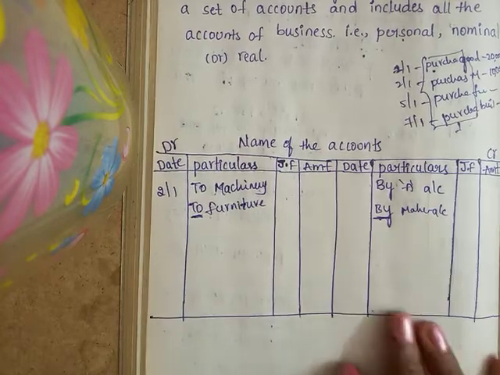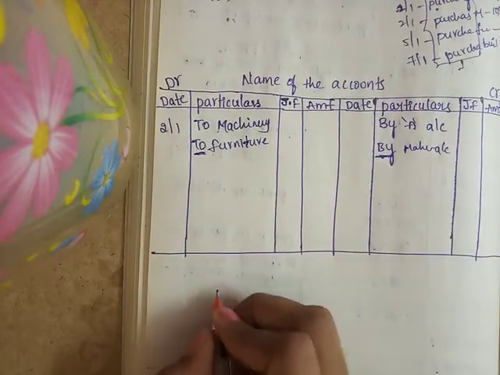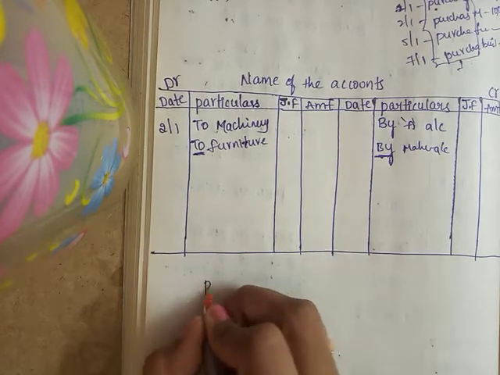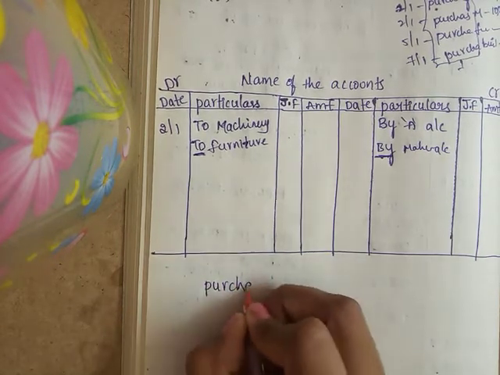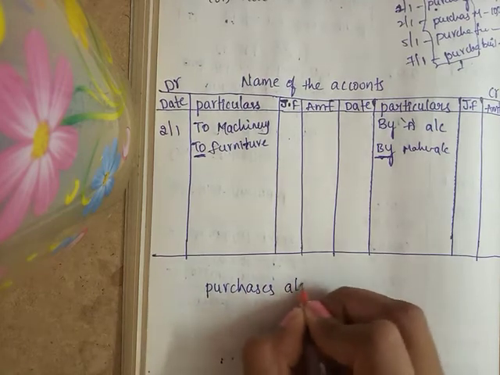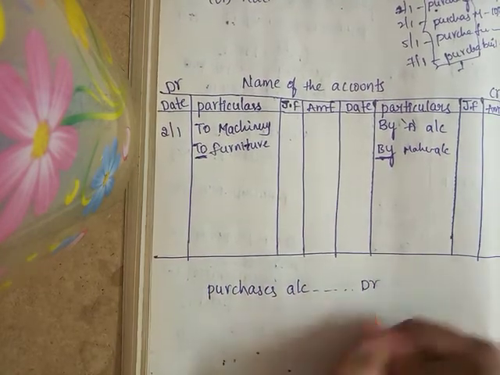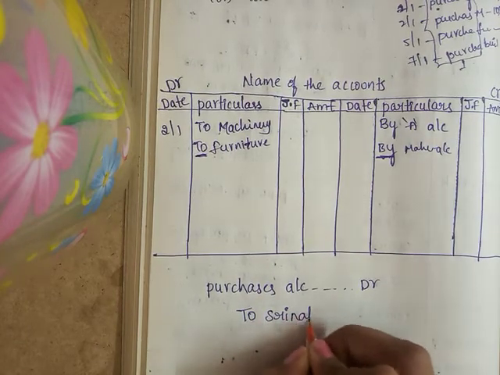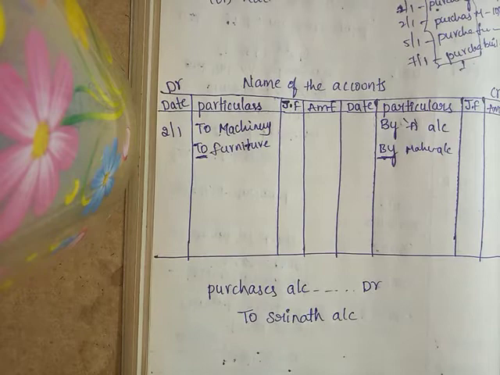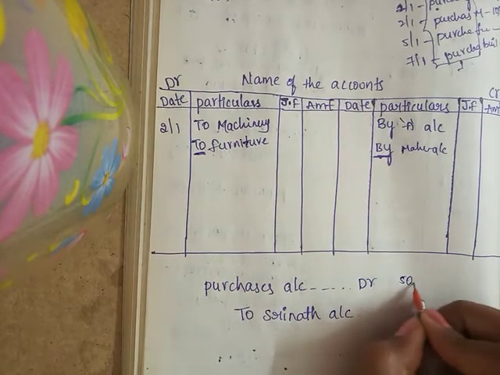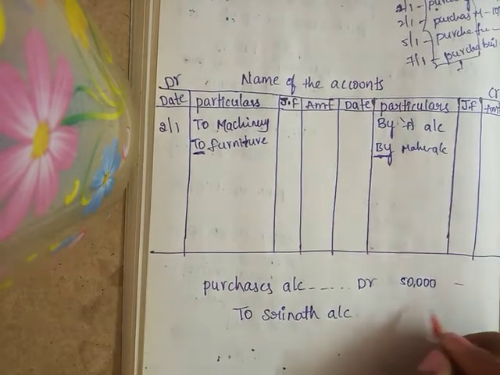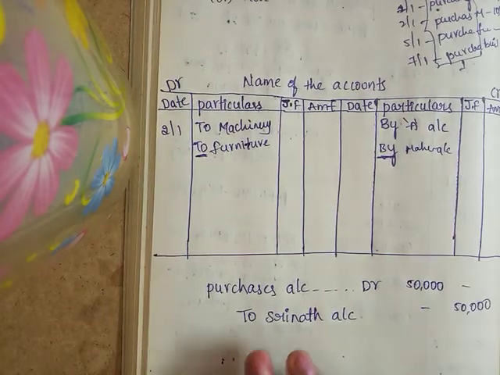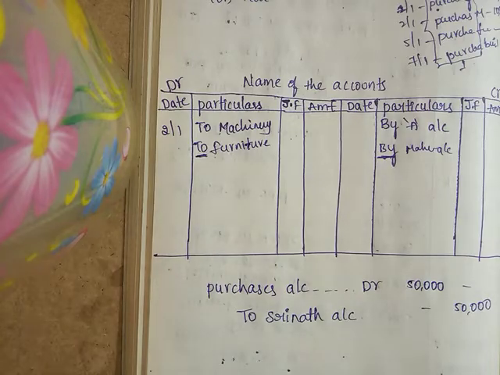Generally, what is the entry for bought goods from Srinath? Bought goods means purchased goods. So the entry is: Purchases account Dr. to Srinath account, rupees 50,000, and rupees 50,000. Now see here, how is this entry posted in the ledger account?